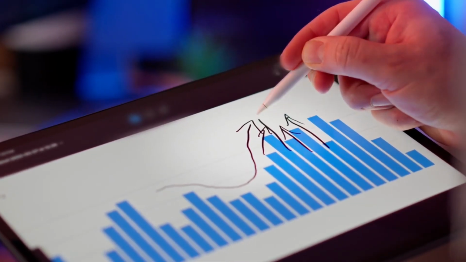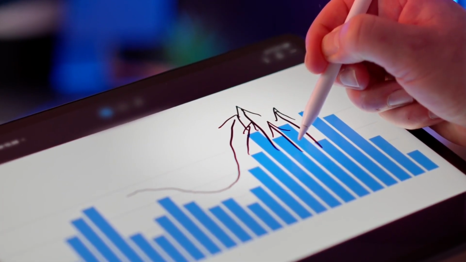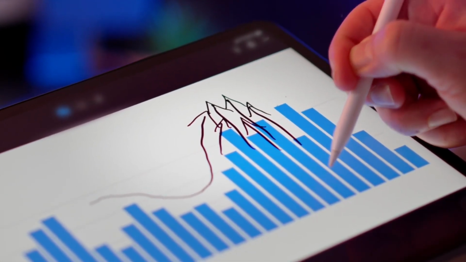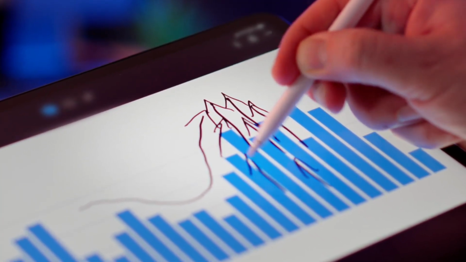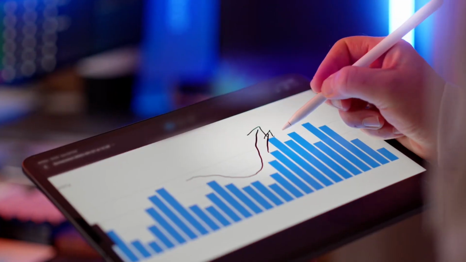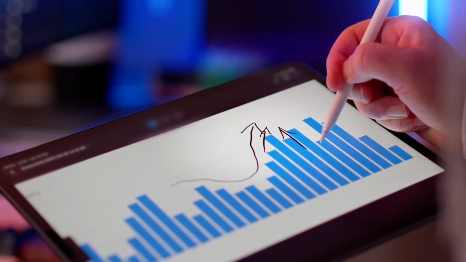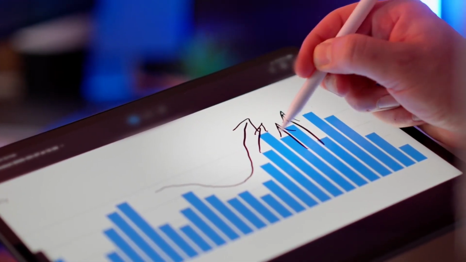Secondly, always validate AI insights with your research. For instance, if an AI tool suggests a stock, check its recent news, earnings reports, and market trends. This holistic approach ensures you're not just following algorithms blindly but making informed decisions backed by data. Don't limit yourself to just one AI tool.